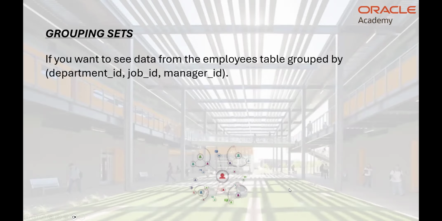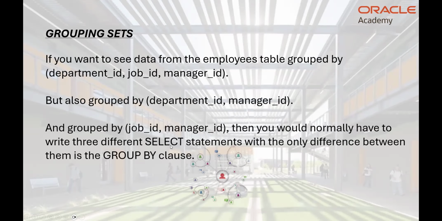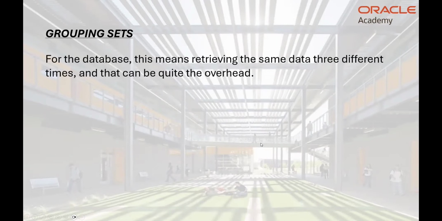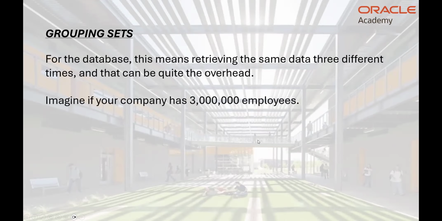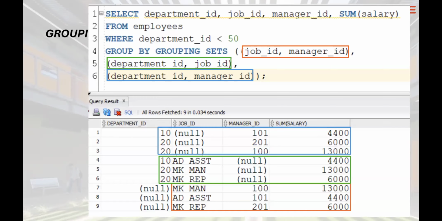So if you want to see data from the employee table group by department ID, job ID, and manager ID, but also group by department ID and manager ID, excuse me, so you want to differentiate here, and group by job ID and manager ID. So when you have three different grouping sets, then you would normally have to write three different select statements with the only difference between them being the group by clause. So we have three different sets of what we want to group by. We can use grouping sets to do this. We don't want to write more queries than we need to. So this is the whole idea where grouping sets came from.